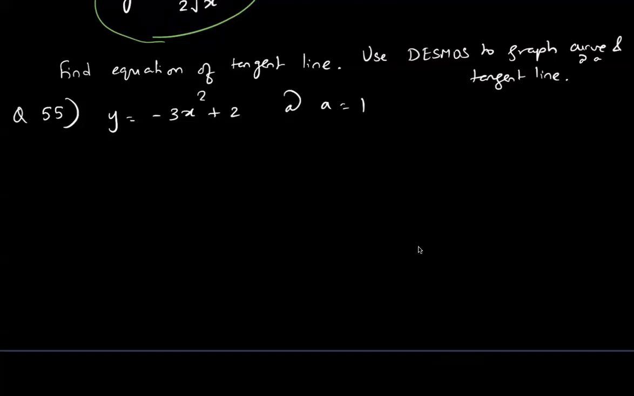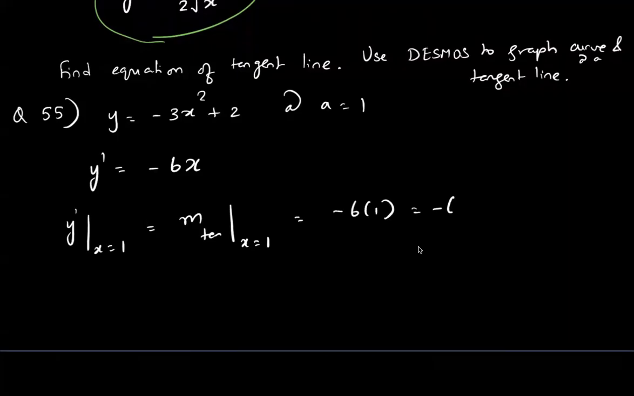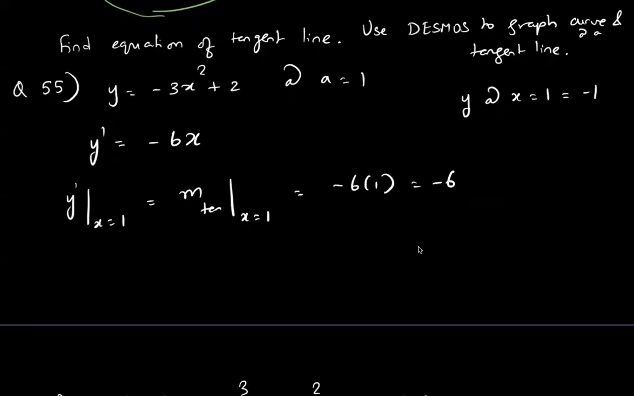So let's do this. I'm going to take this derivative. This is what I get. I evaluate this derivative at an x value of 1, and that gives me the slope of the tangent line at x value of 1, which is negative 6. Okay. Then I also evaluate my original function at x value of 1. So if I substitute it, then I will have negative 3 times 1 is negative 3 plus 2 is negative 1. Okay.